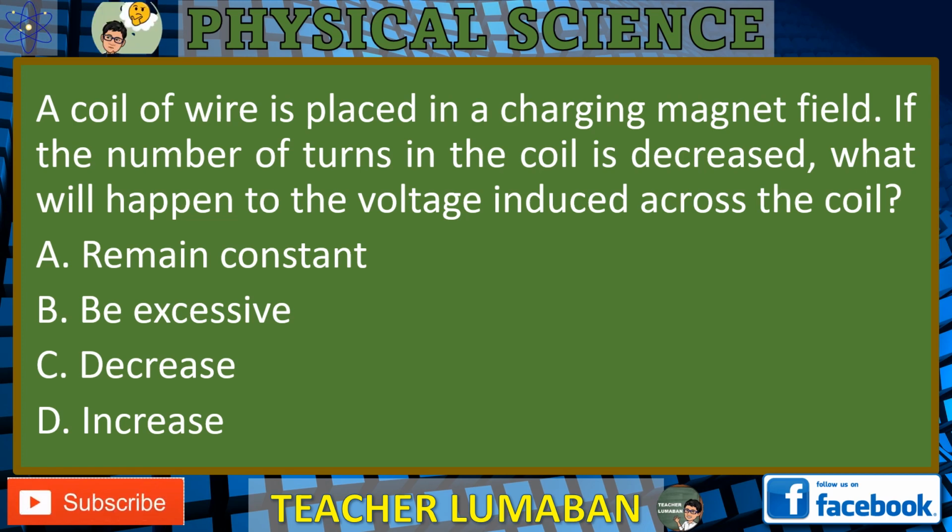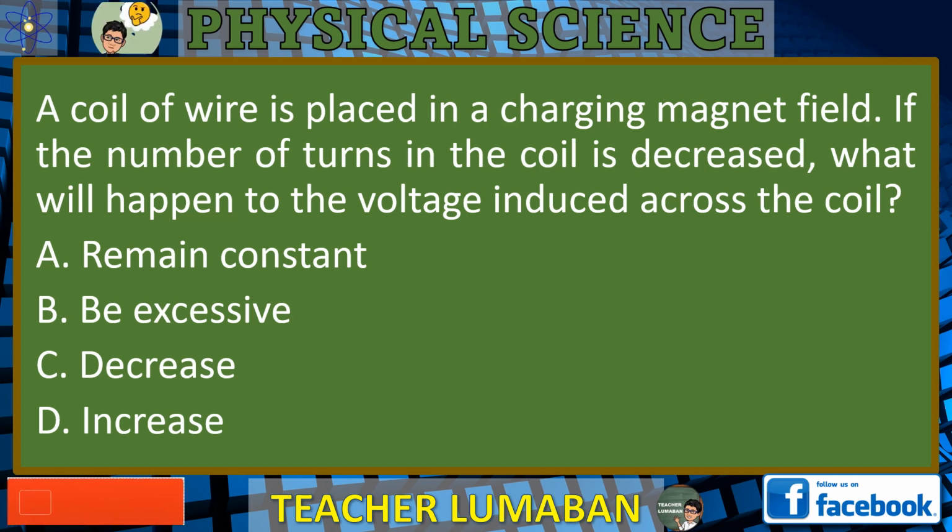Kapag ang isang coil ay inilagay sa isang nagbabagong magnetic field, ang magnetic flux na dumadaan sa coil ay nagbabago, na nag-uudyok ng electromotive force, EMF, o boltahe sa buong coil. By decreasing the number of turns in the coil, there are fewer loops through which the changing magnetic flux can pass. As a result, the total magnetic flux linking the coil decreases, leading to a decrease in the voltage induced across the coil.